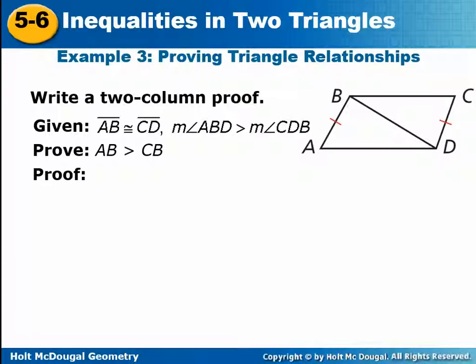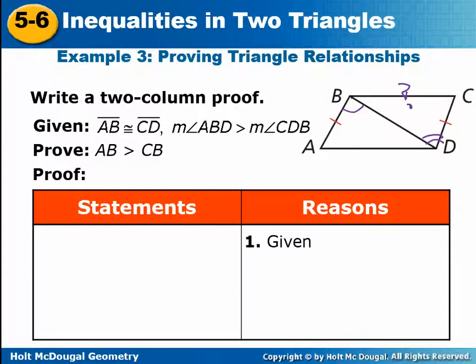You can also use the Hinge theorem in proofs. For example, we are given that AB is congruent to CD, and that the measure of angle ABD, this angle, is greater than the measure of angle CDB, this angle. This one's smaller. Prove that AB is greater than CB. AB is greater than CB. Where's CB? Oh, here's CB.